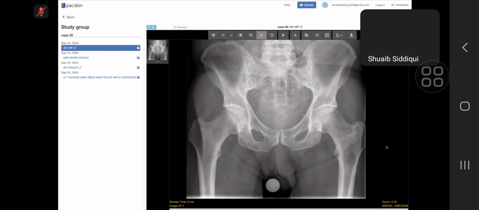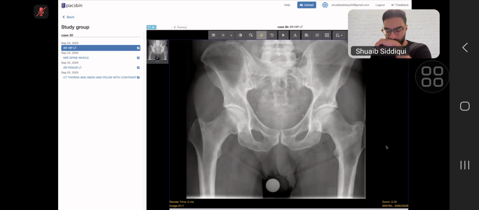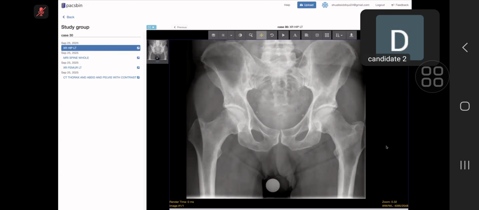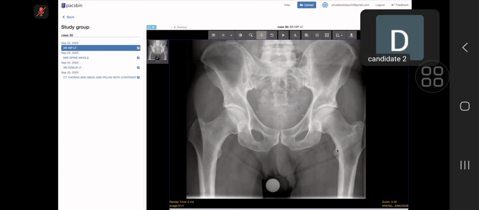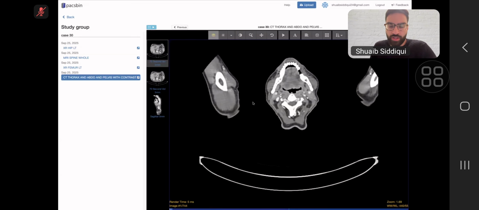What would you like to do next? Next, I would like to go for MRI for this patient. And for sure, I should compare with the previous and ask about the history of the patient, if he has any history of cancer. So you want an MRI of the pelvis? Yes. That's fine. Well, let's have a look at the CT because I don't have an MRI unfortunately.